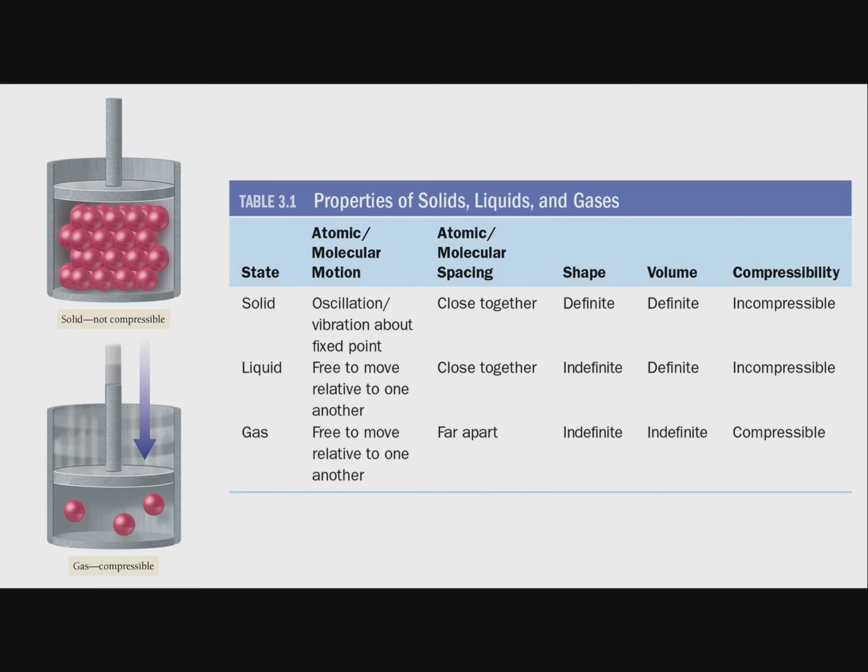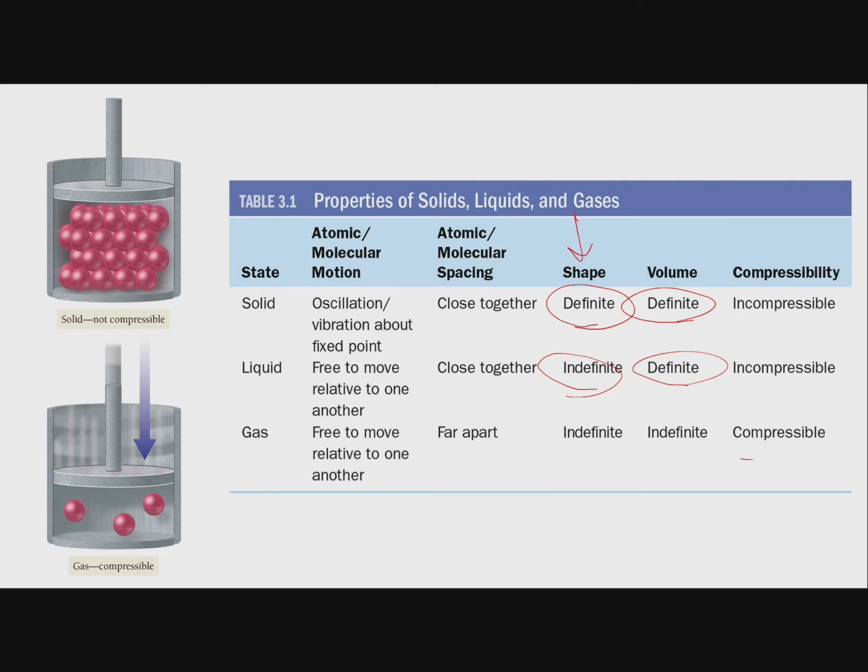So we can say here, in terms of shape, solid is definite, volume is definite, in terms of these two features. For liquids, shape is indefinite, but volume is still definite. And then for gases, we will see that they are different. Water, gasoline, alcohol, mercury, all of these are examples of liquid matter.